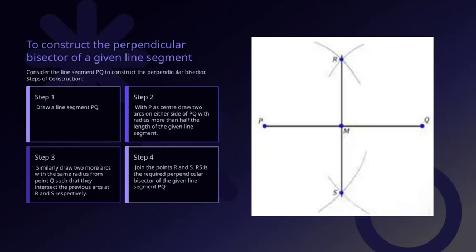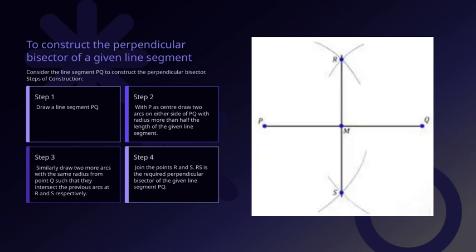Let's walk through how to construct the perpendicular bisector of a given line segment. We'll start with our segment PQ. The goal here is to find a line that cuts exactly through the middle of PQ at a right angle, which is what we call the perpendicular bisector.